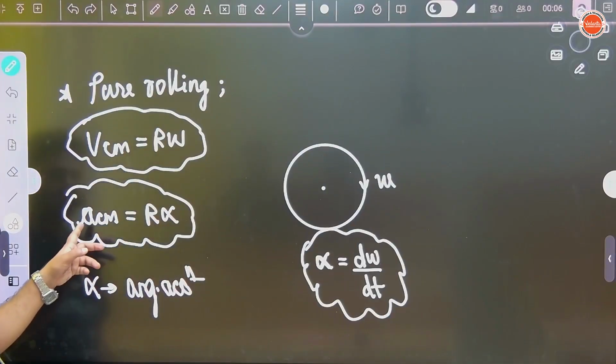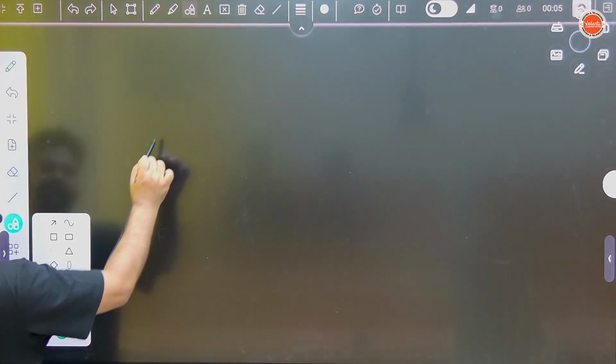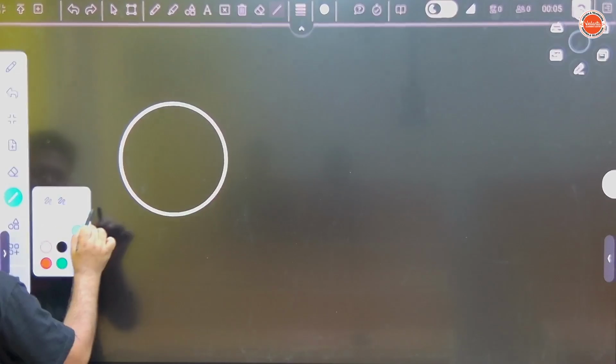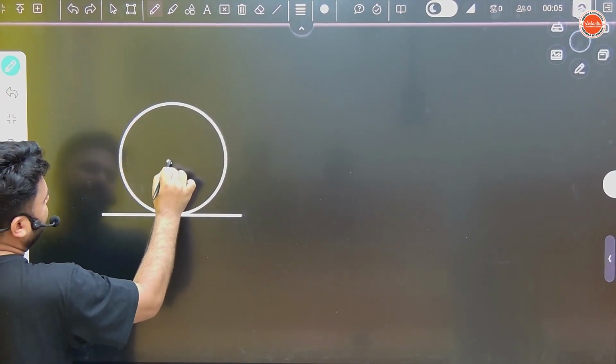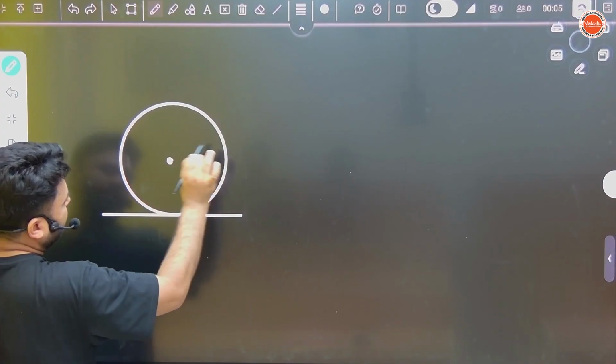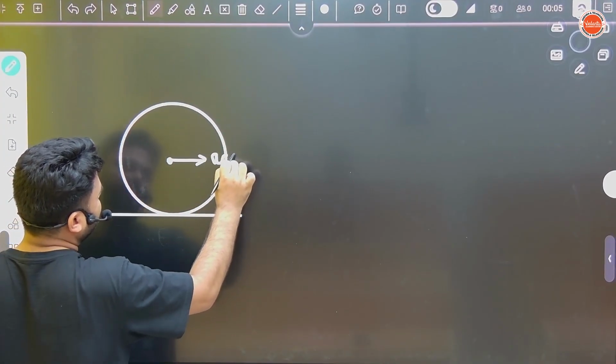So this you should know: acceleration of center of mass equals r alpha. Okay. It means if the object is accelerating also, this object is moving in translation motion. Suppose this is accelerating also. This is the acceleration of center of mass.